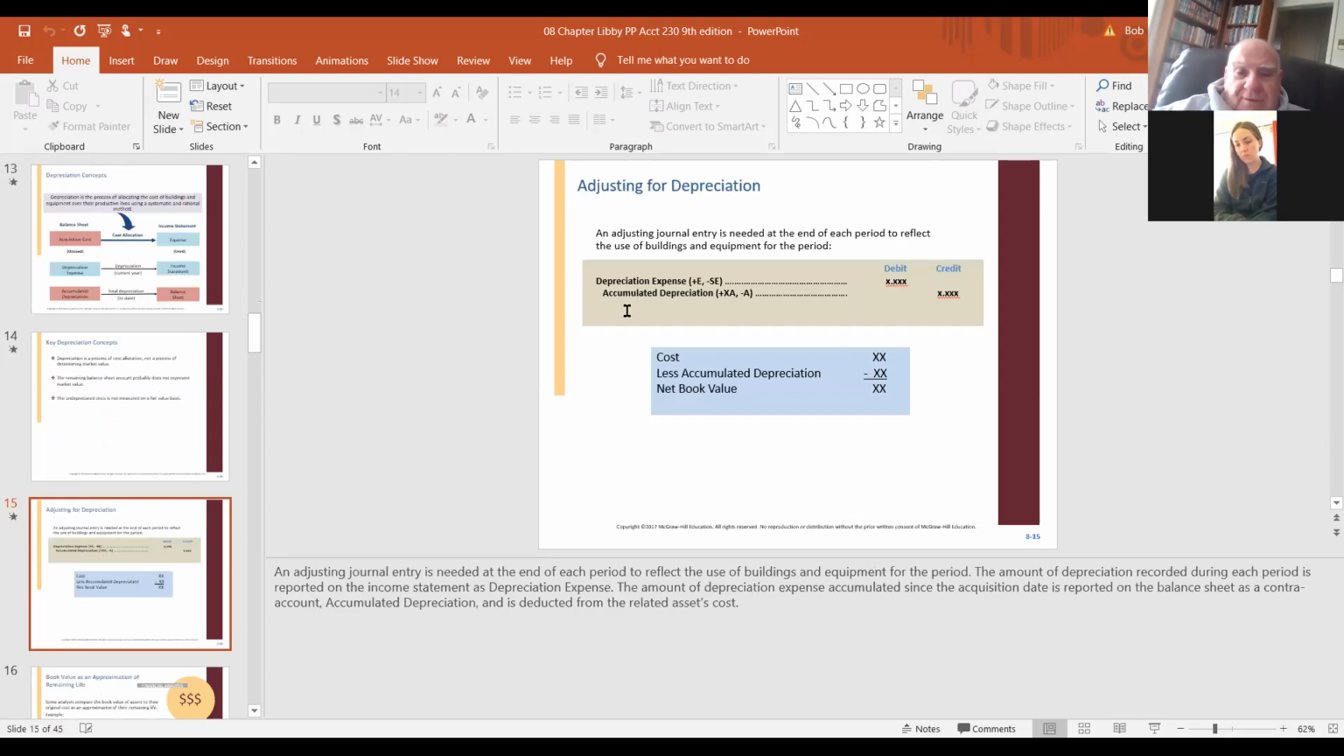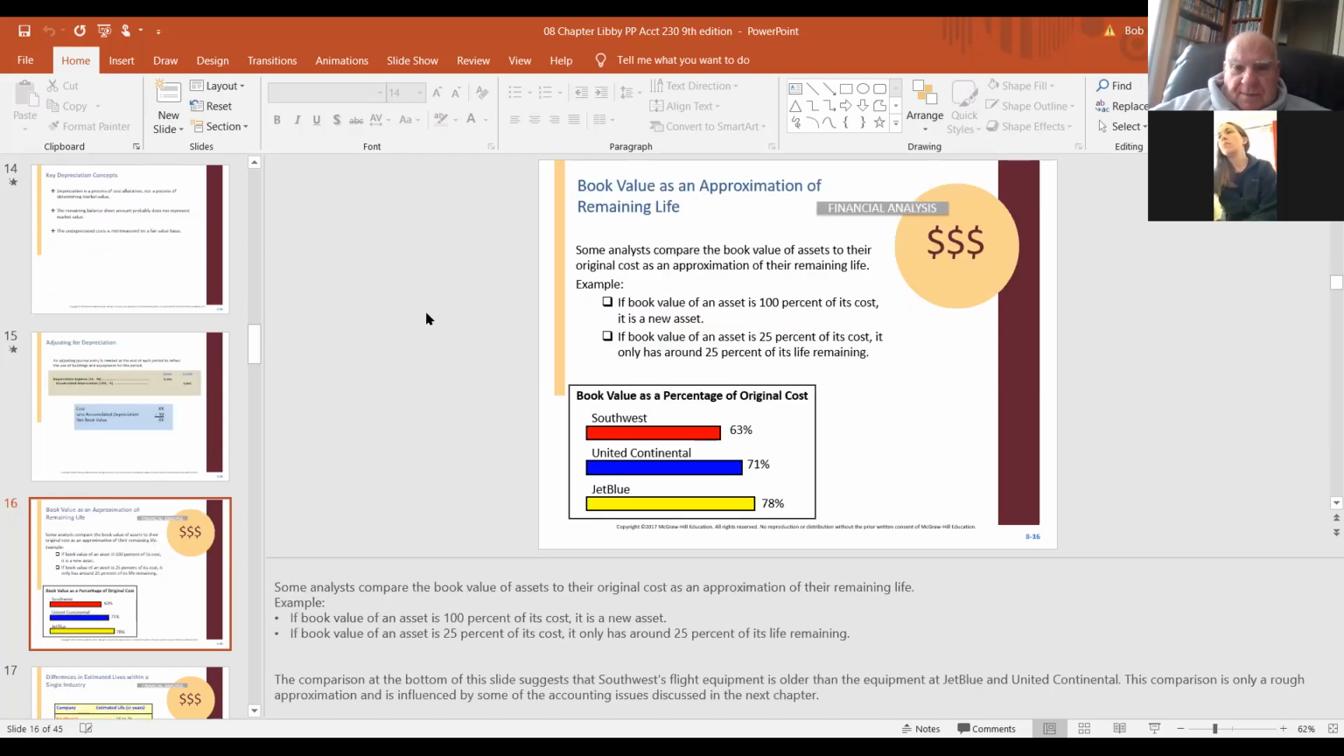Look at the journal entry. It's always the same. It's a debit to depreciation expense and a credit to accumulated depreciation. So your assets go down every time you write this journal entry. What goes down is called the net book value. We bought that plane for $75 million, and that plane is going to last 10 years. So every year we're going to debit depreciation expense for $7.5 million and credit accumulated depreciation.